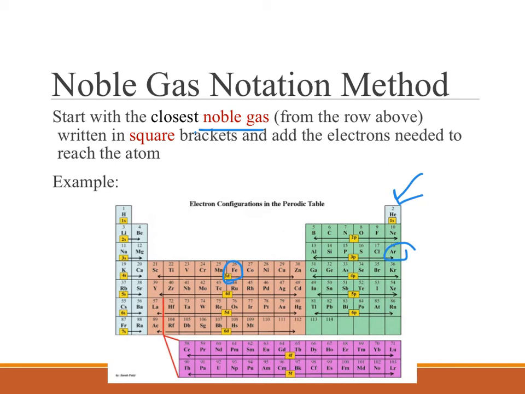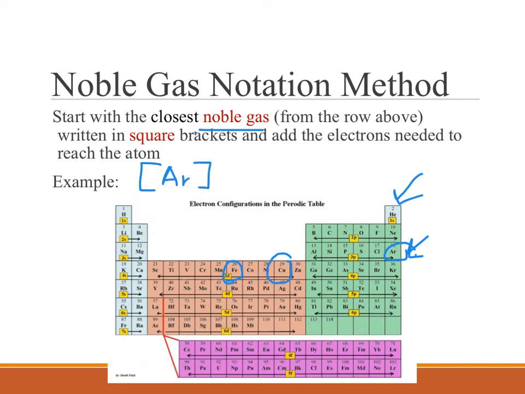You write that atomic symbol in square brackets and then add the electrons that it takes to reach that particular atom. So you're basically saying this atom is just like the noble gas, but it has these few extra electrons. I mentioned iron, but let's do somebody else. Let's do copper. So here's copper. Copper is also in that same row, so we'd be going back. Copper is just like argon, so we'd put argon here in square brackets.